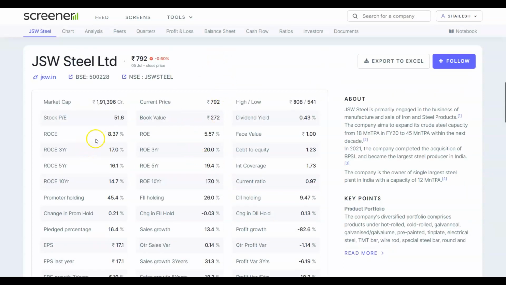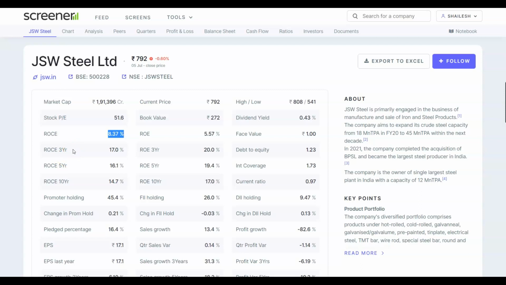If we look into the ROCE, it oscillates between 8.37 and 14.7. The average ROCE for 10 years is 14.7, the average ROCE for 5 years is 16.1, the average ROCE for 3 years is 17.0, and for this year it is 8.37. This specifies how exactly the management is utilizing the funds that they have for the betterment of the company.